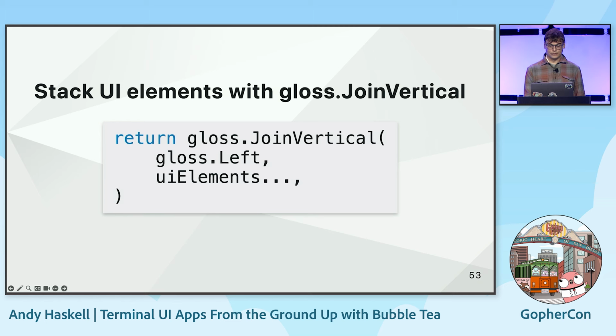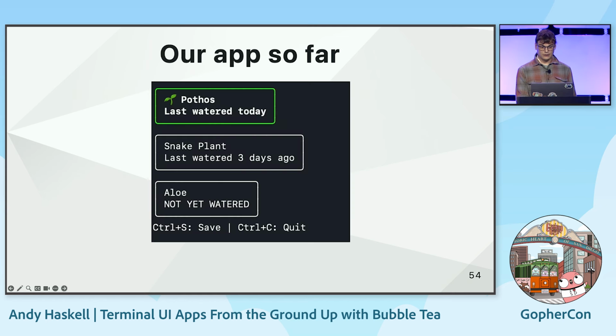And there's also constants for aligning the UI elements to the center or right side of the window, or you could even pass a number between 0 and 1 to say, in terms of a ratio, where to align the elements. And if you're arranging some UI elements horizontally, by the way, there's also a join horizontal method in lip gloss that works exactly the same, but horizontal. So now our app looks like this.